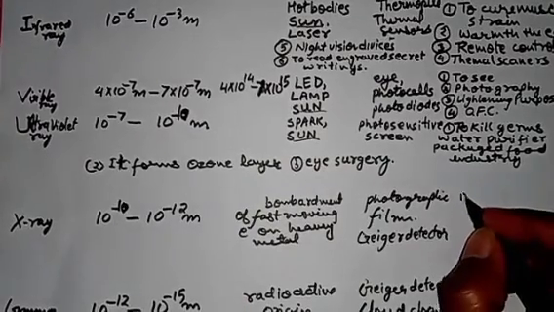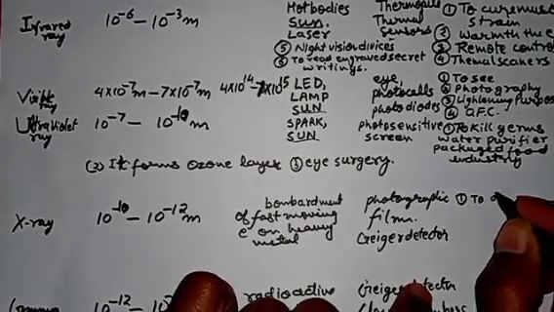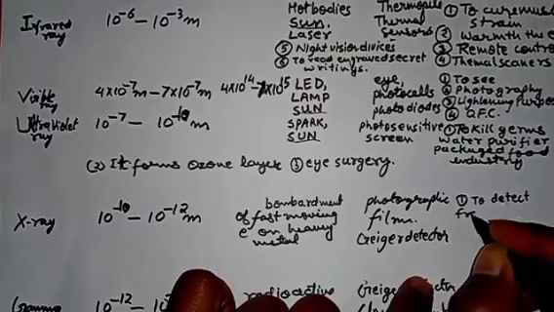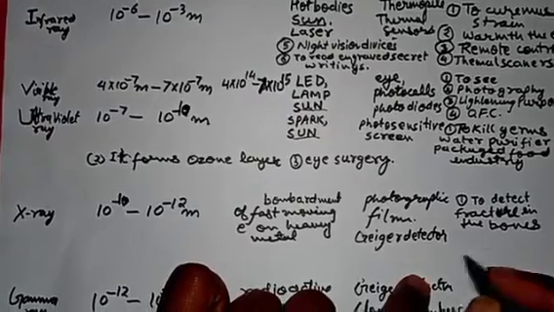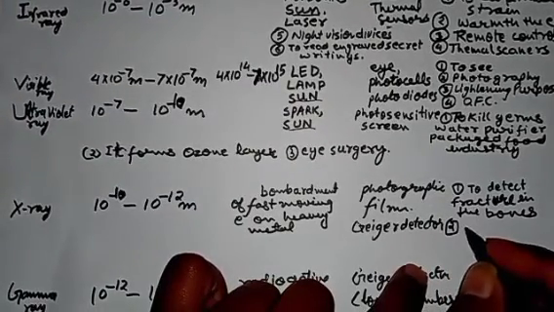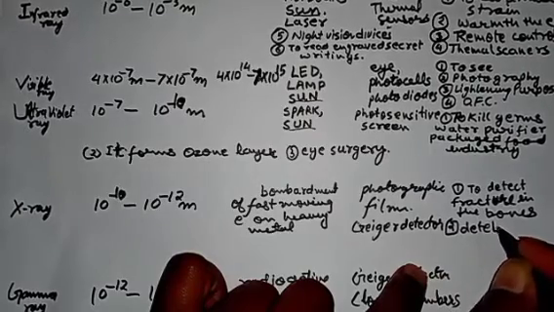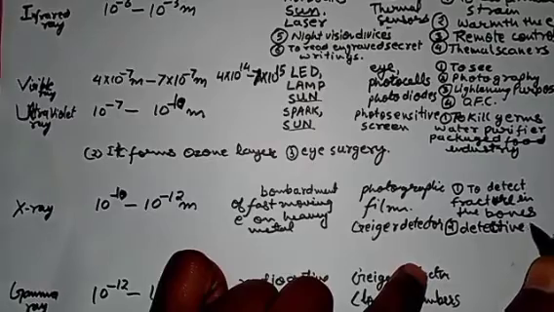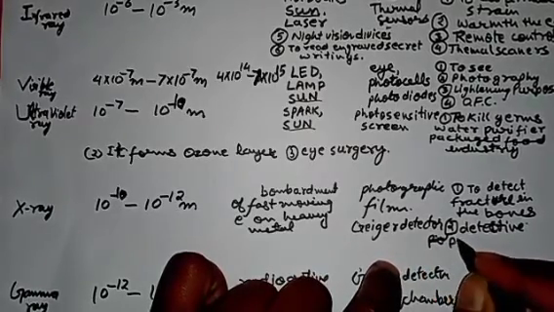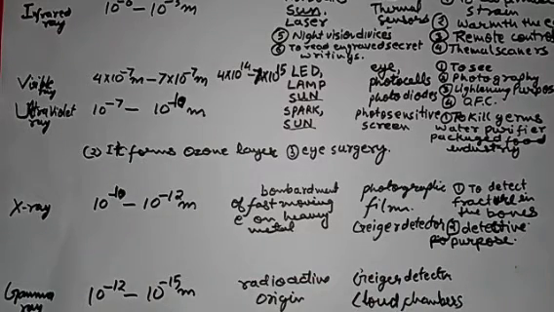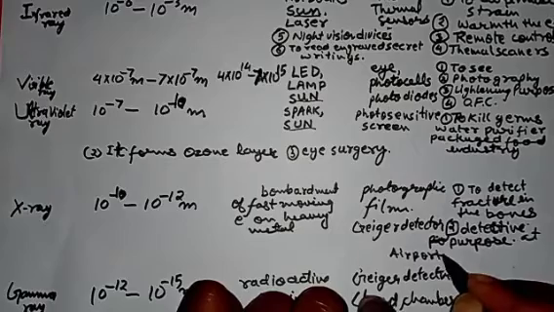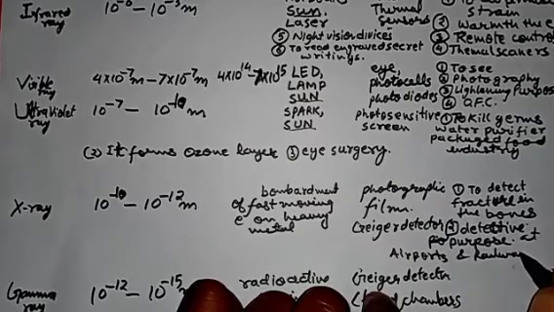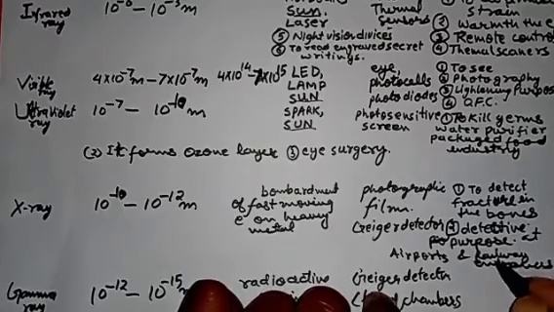We know its uses. First use is to detect fracture in the bones. And another thing is detective purpose. To see inside the luggage at airports and railways, entrances. And last is gamma.